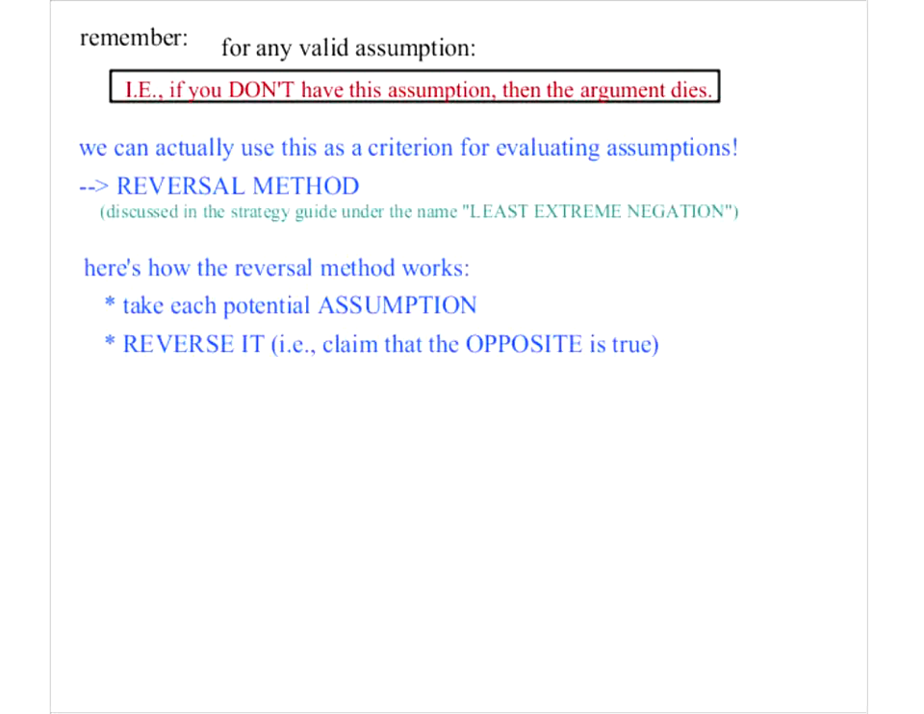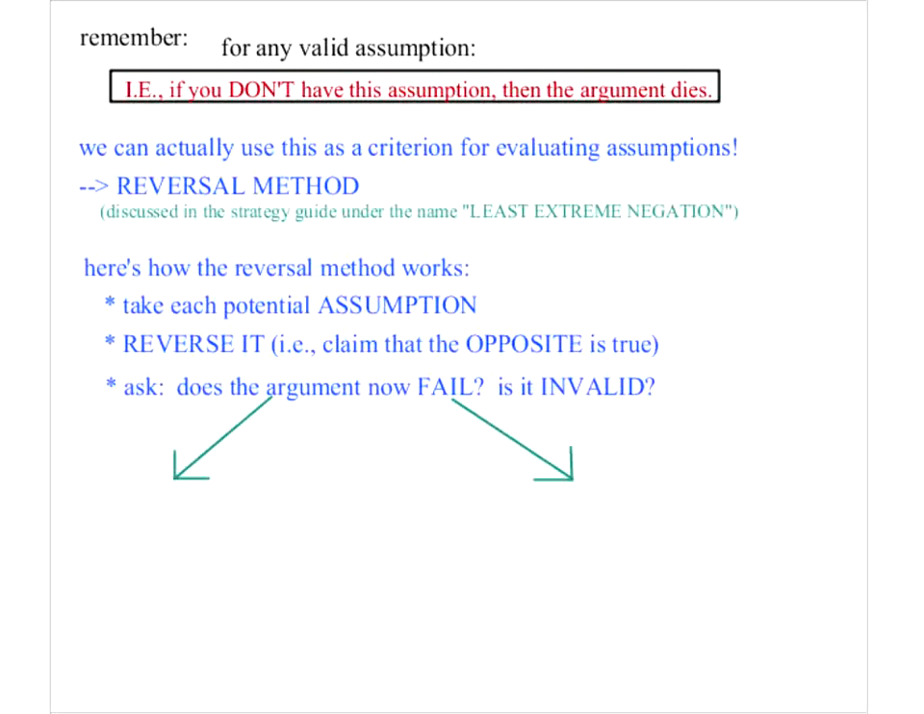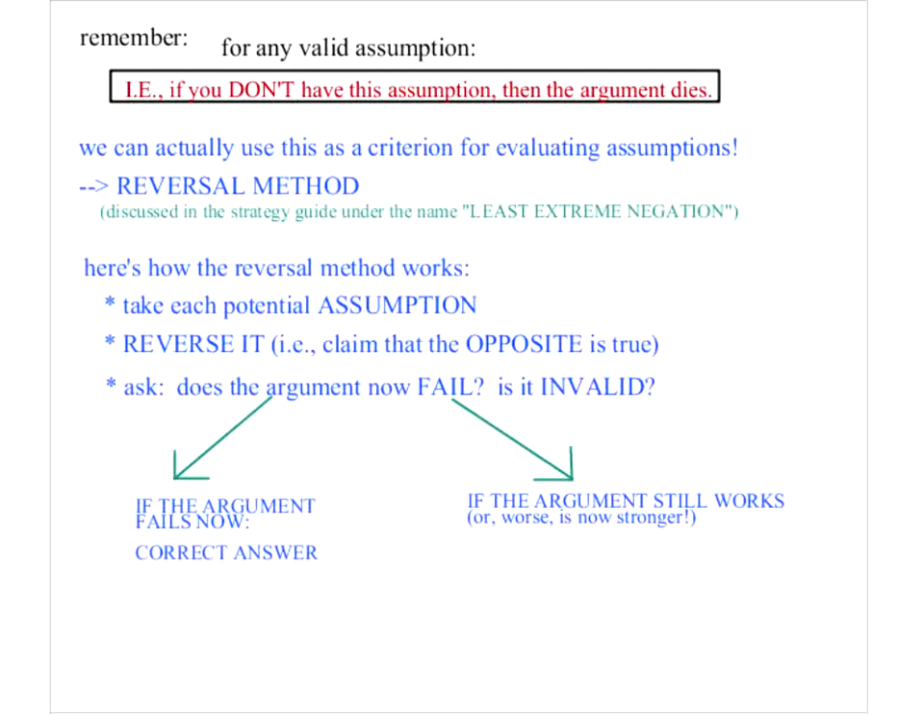Ask yourself, does the argument now fail? Is it invalid? There's two ways that this could come out. Either it fails now or it doesn't fail now. So if the argument now fails, then you've got the correct answer. If the argument still works, or even worse, is stronger now, then you have the wrong answer.